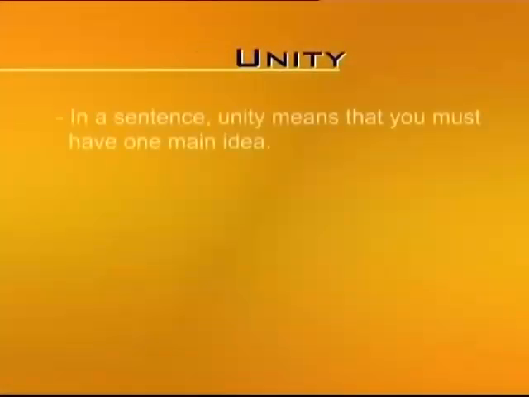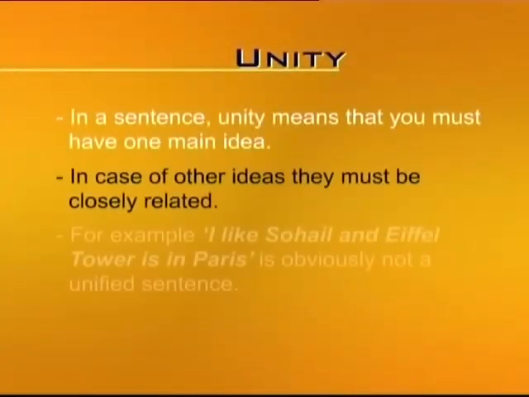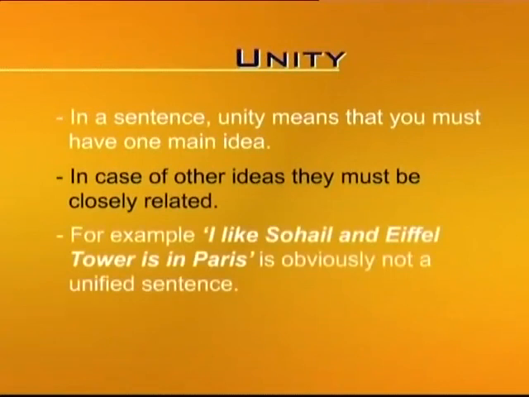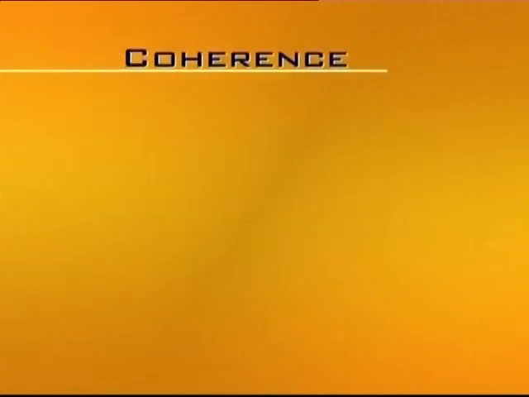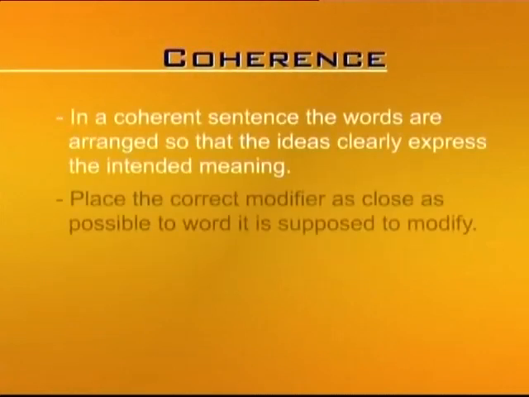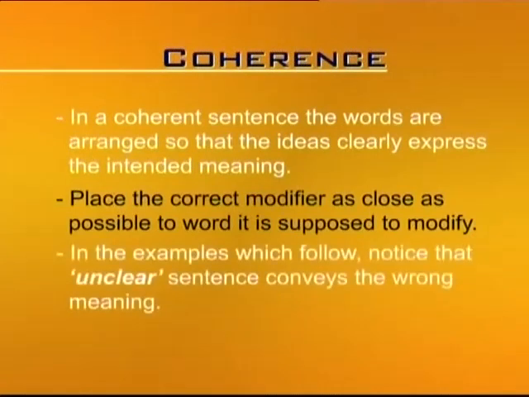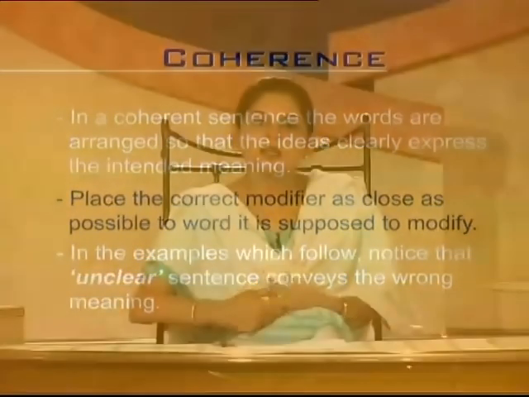In a sentence, unity means that you must have one main idea. In case of other ideas, they must be closely related. For example, I like Sohail and Eiffel Tower is in Paris is obviously not a unified sentence. In a coherent sentence, the words are arranged so that the ideas clearly express the intended meaning. Now, obviously your sentence will be coherent only if the meanings are clear and the ideas that you have in your sentence are clear to the reader.